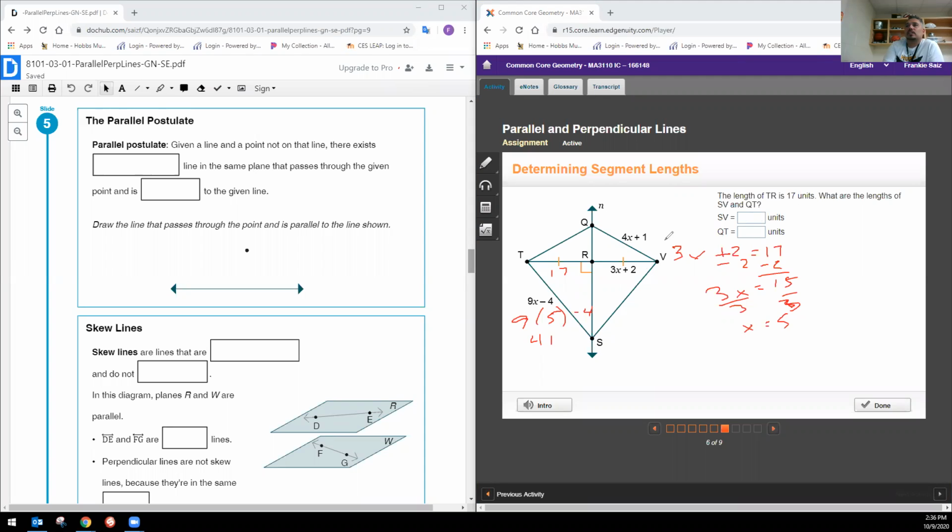QT is the same thing as this. So this is going to be 4 times 5, which is 20, plus 1 equals 21. Okay, so let's see what we got here. SV is equal to 41 units, and QT, which is this one, is equal to 21 units.